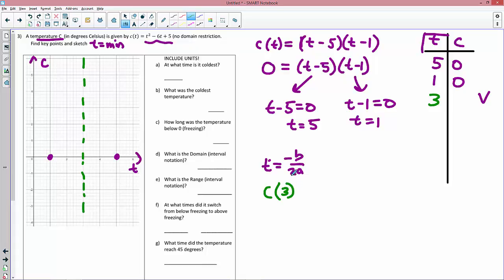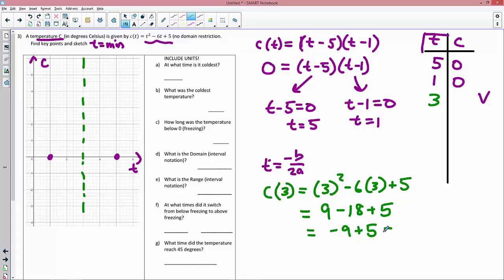C of 3 is 3 squared minus 6 times 3 plus 5. Okay? And that's going to be equal to 9 minus 18 plus 5, which is equal to -9 plus 5, which finally equals -4. Okay? So I know the vertex is (3, -4).